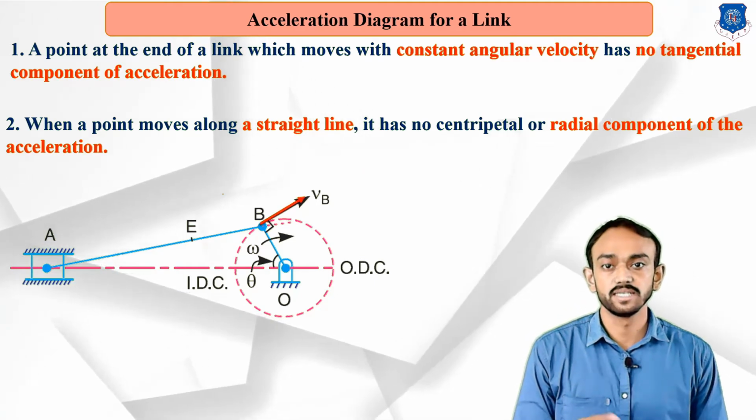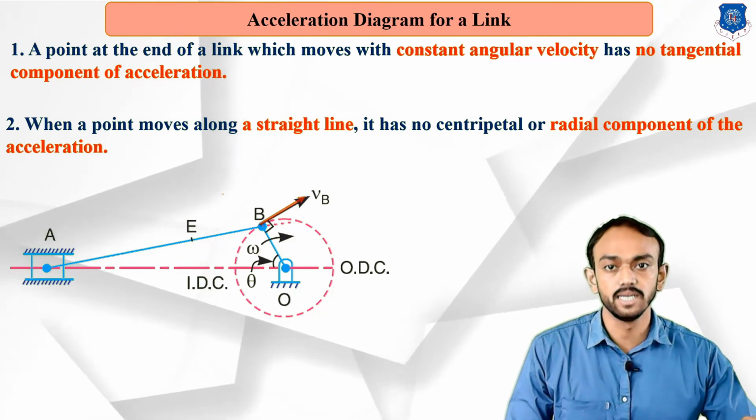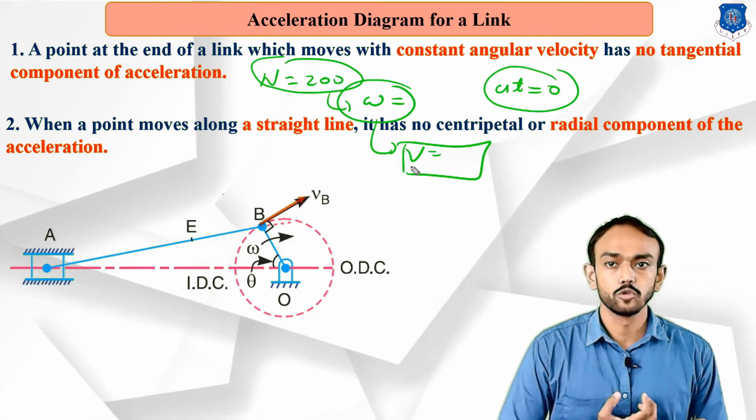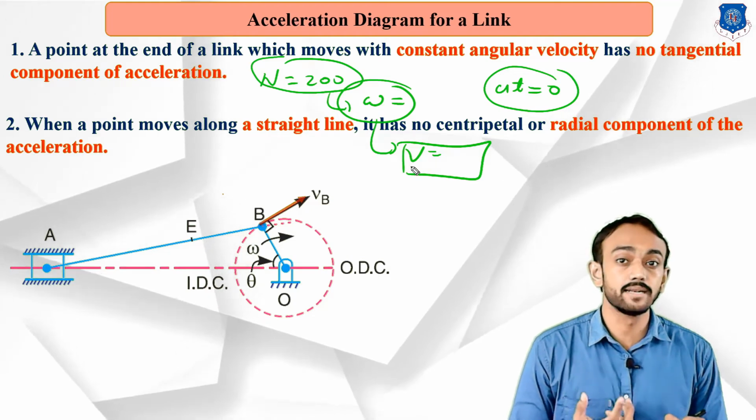First is the crank with a uniform velocity. What is the meaning of uniform velocity? Alpha will be 0. Some students may think, sir, the velocity is constant, so why do we take the acceleration?